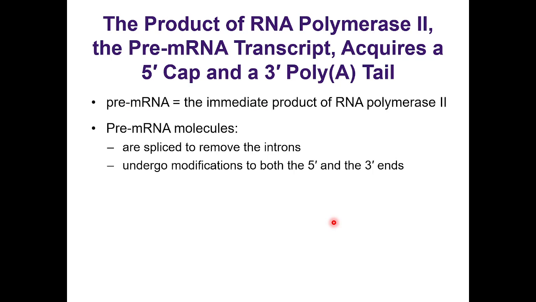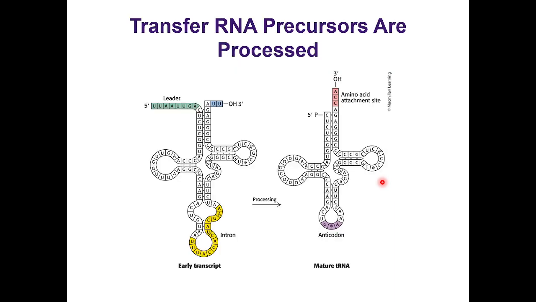Okay, so the product of RNA polymerase 2, the pre-mRNA transcript, is going to acquire a 5' cap and a 3' poly A tail. The pre-mRNA is the immediate product of RNA polymerase 2. The pre-mRNA molecules are going to be spliced to remove the introns. They're going to undergo modifications to the 5' and 3' ends. Keep in mind that I'm an mRNA now, no longer tRNA.